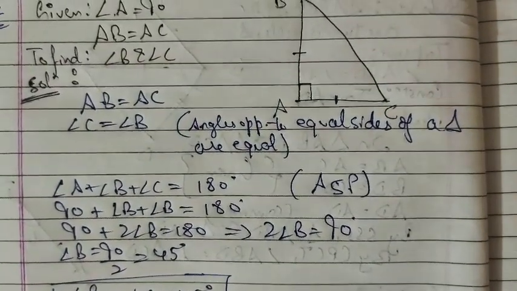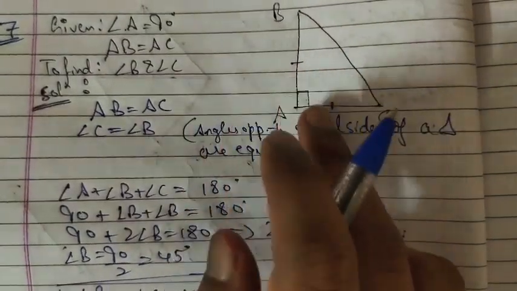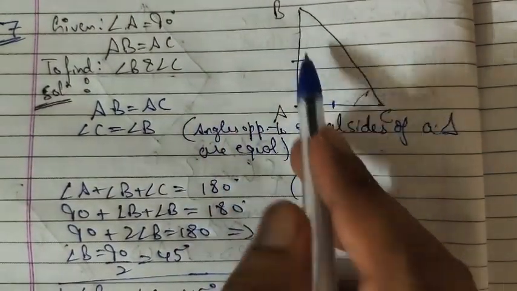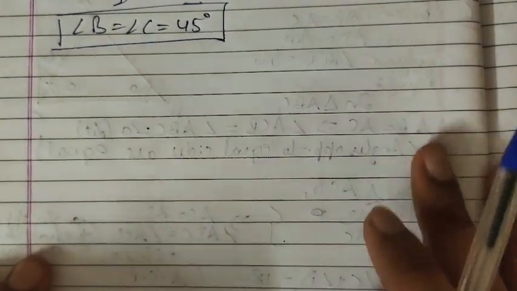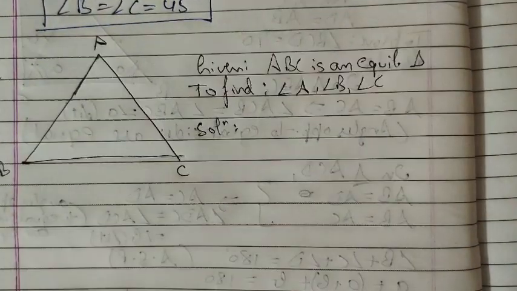This is a very easy solution. If two sides of a triangle are equal, then opposite angles will also be equal. Sum of all three angles will be 180 degree. Simply we have applied that. Next question, question number 8.